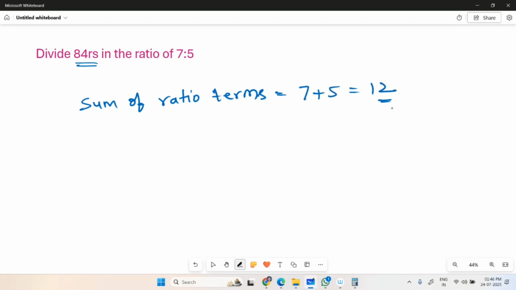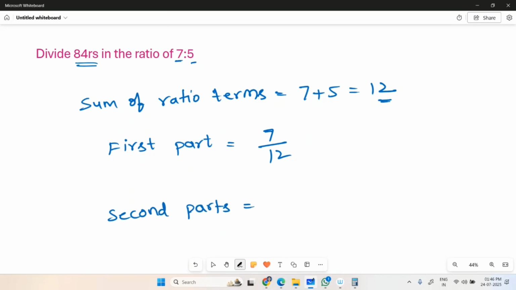For every 12 rupees, 7 rupees one person is taking, 5 rupees another person is taking. So we can write down that the first part is 7 out of 12. For every 12 rupees, the first person is taking 7 rupees, and the second part is for every 12 rupees the second person is taking 5 rupees, so 5 over 12.